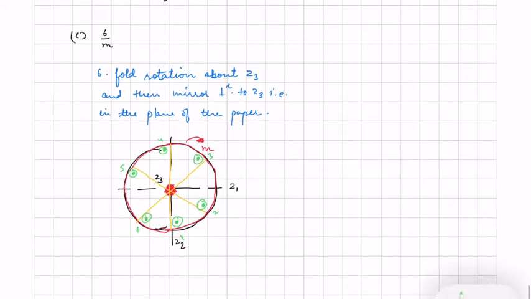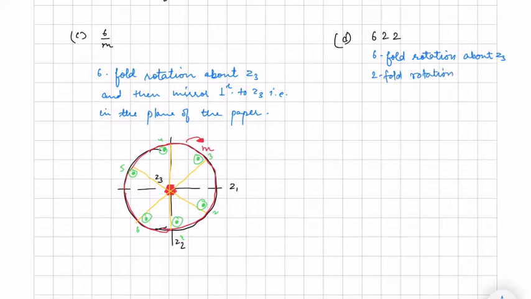Now let us move to the fourth point group of hexagonal crystal system, that is 622. So here it is 6 fold rotation about Z3, then 2 fold rotation about Z1, and then 2 fold rotation about 210.